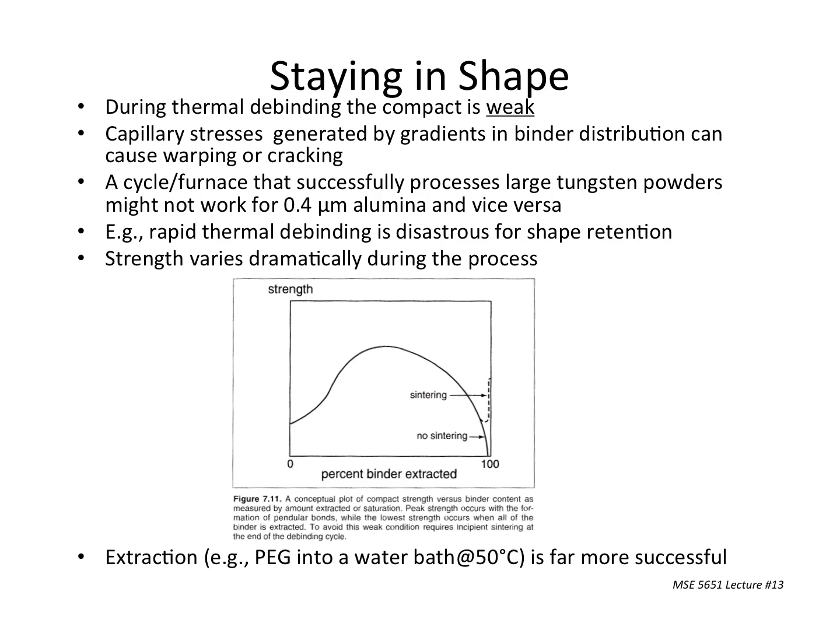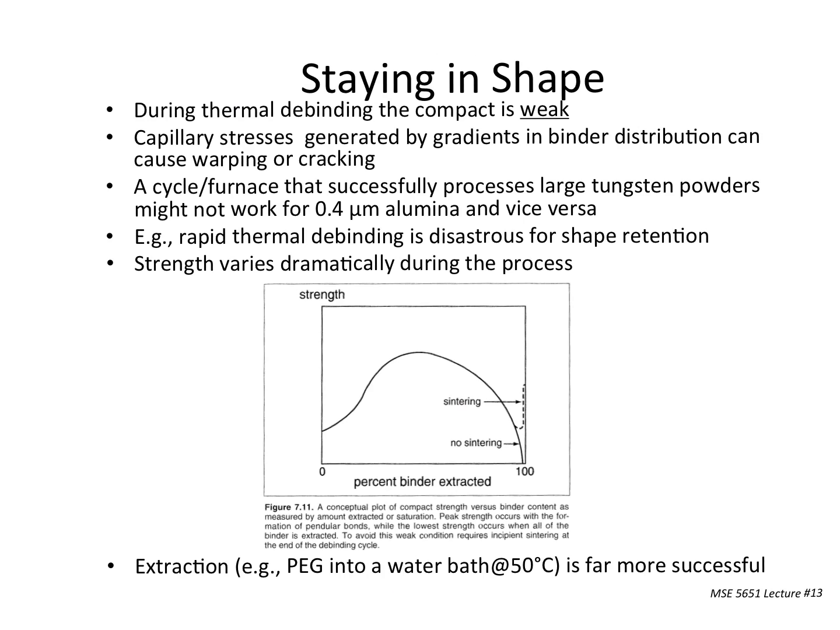Okay, so last slide. During thermal debinding, as we discussed many times, the compact is weak, like marbles. Capillary stresses generated by gradients in binder distribution can cause warping or cracking. A cycle or furnace that successfully processes large tungsten powders might not work for 0.4 micron alumina. All right, this should not be a surprise to you. Rapid thermal debinding is disastrous for shape retention, and strength varies dramatically during the process.